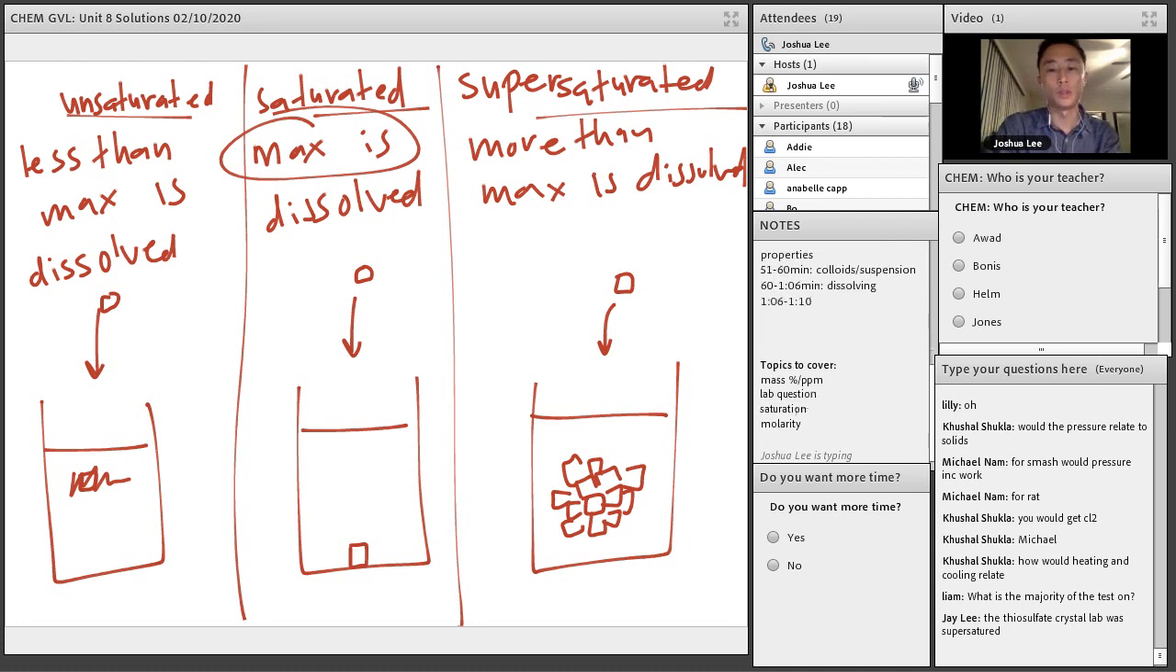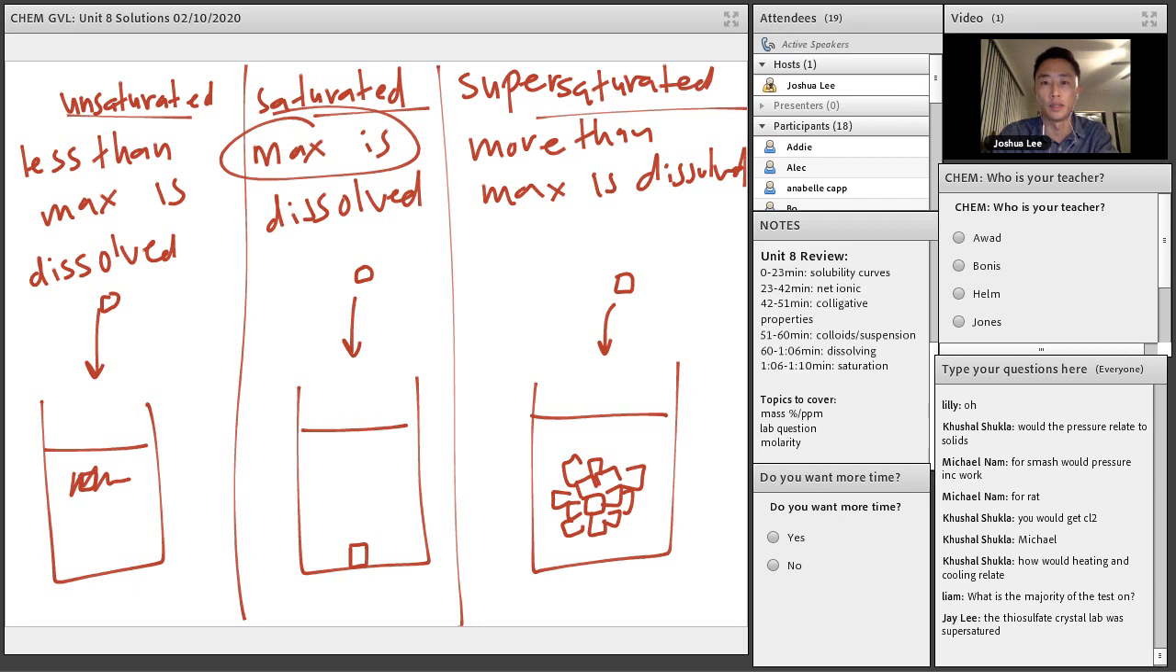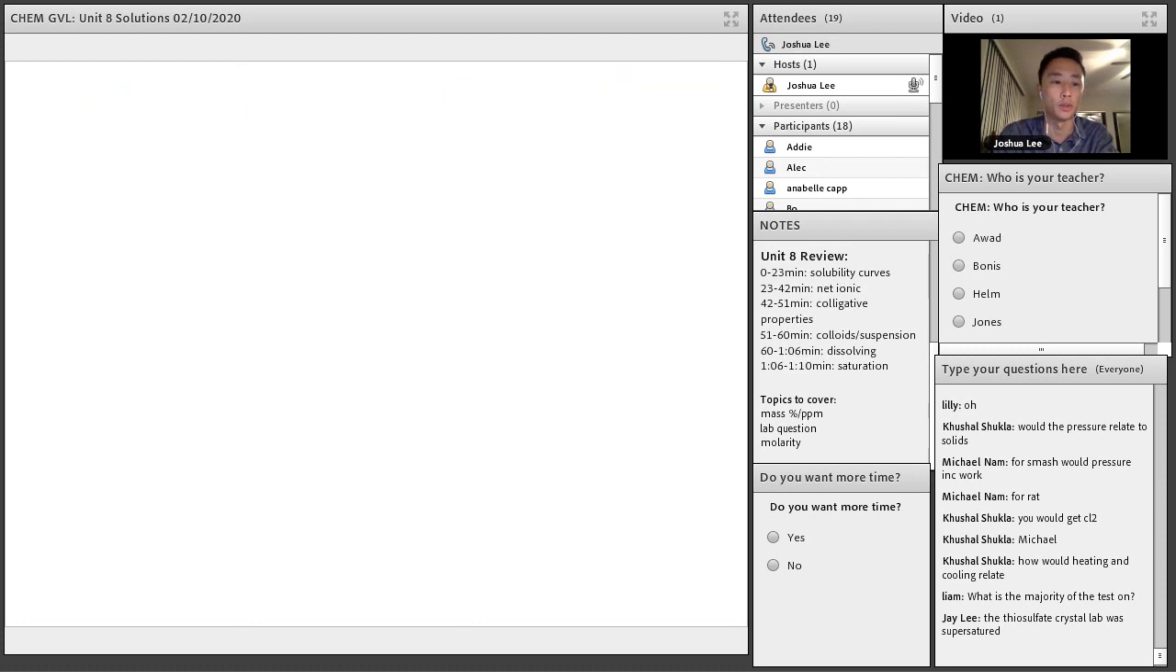6 to 1, 10 minutes. We talked about saturation. So next, mass percent, ppm, and molarity. Are the people that asked about this still here? Yes. Some of you are just quietly listening. Mass percent. Simple. Everything's simple. Just kidding. Things are difficult.